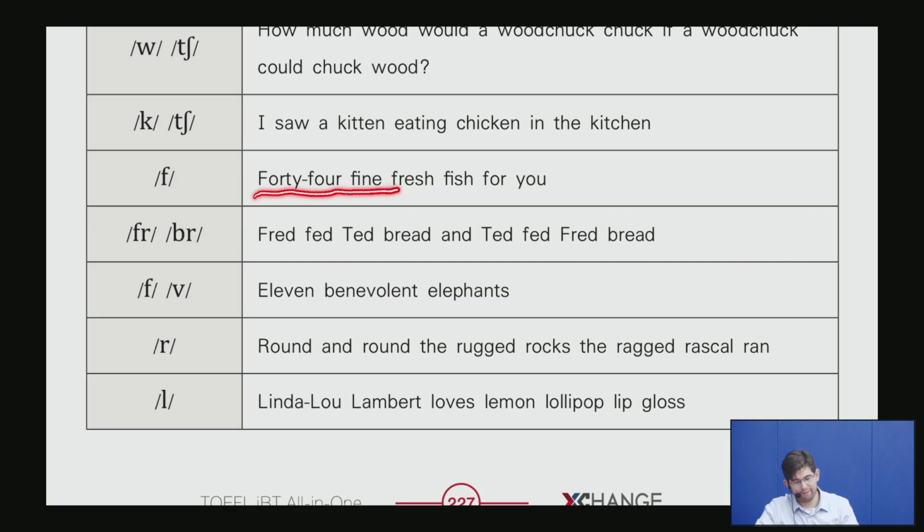44 fine fresh fish for you. And every time I'm biting my lip to make that F sound. Again. 44 fine fresh fish for you.